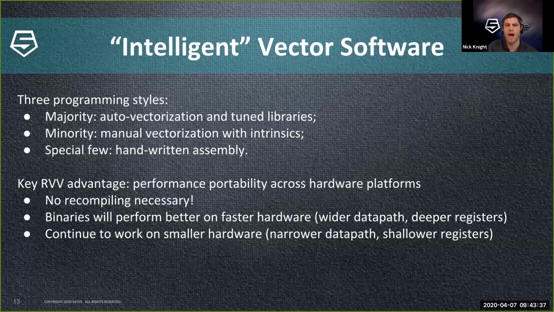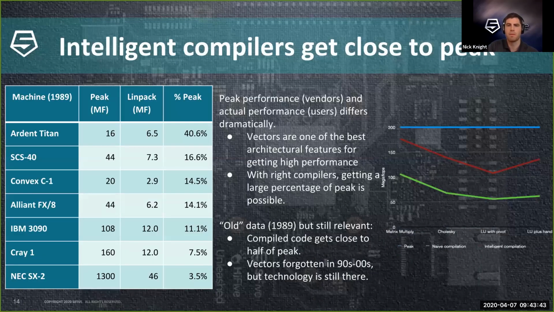Now, the point of this slide is mainly that there is an extensive literature on vectorizing compilers. Peak performance and actual performance often differ dramatically, but with the right compilers, getting a large percentage of peak is possible on vector processors. This is some old data on this slide from 1989, might be before some of you were around, but it's still relevant today. It shows that naively compiled code can get close to half of peak, and you can do a lot better with a little more intelligent compilation.